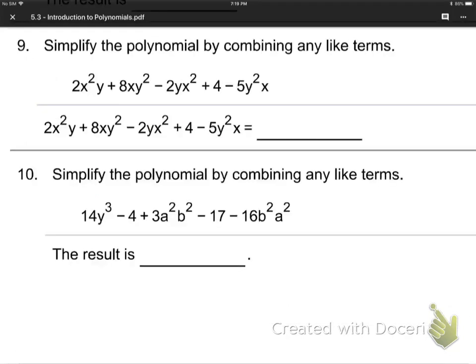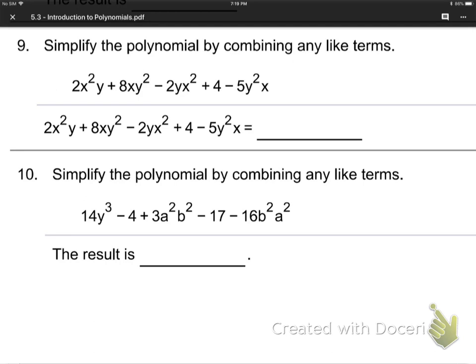All right, try number 9. Simplify, combine like terms again. So only ones that have the exact same letter pattern, huh? So look closely. Only combine, add, subtract those that have the exact same letter pattern. This is number 9. We'll do number 9 first. 8xy squared.